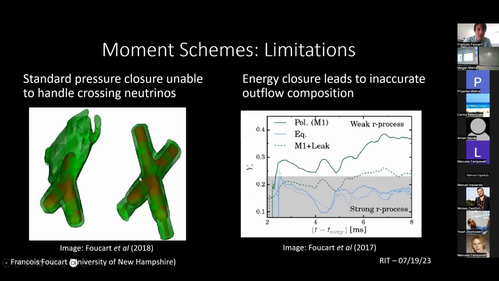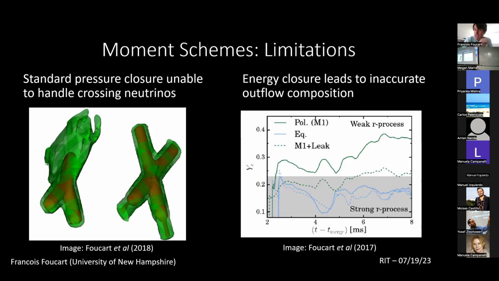The one on the left is the one that Chris already mentioned earlier: if you shoot two beams of neutrinos at each other in the M1 scheme, instead of crossing as on the right plot here, which is what happens if you use the correct analytical closure for this specific system, which is not known in general for a merger simulation, the two beams collide and merge as shown on the left part here. And this has been known for a long time now.